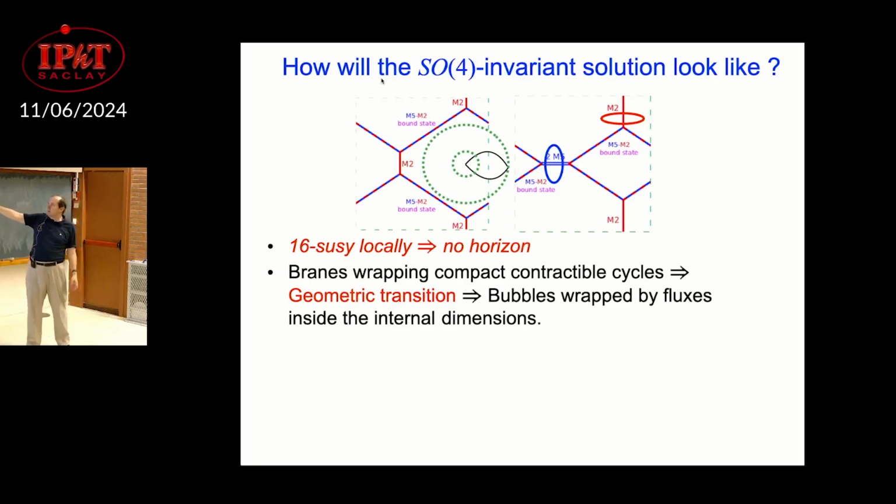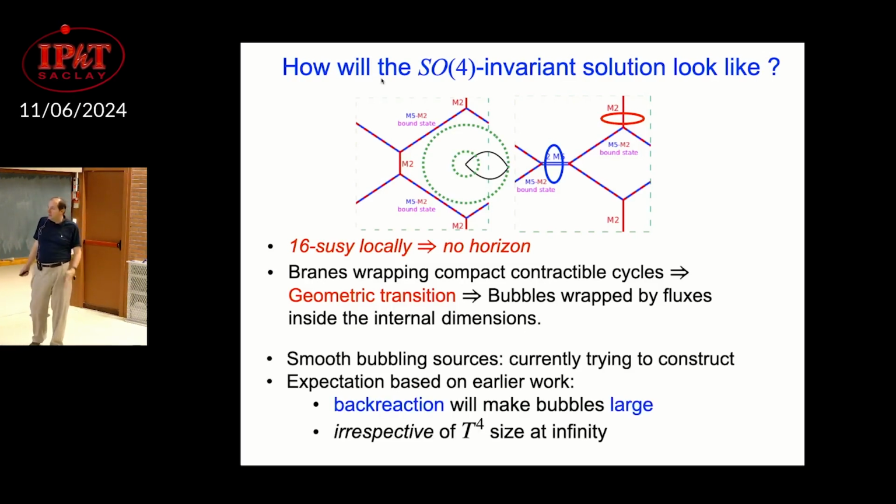And moreover, you have some other bubble, because when you have a contractible cycle, and you back react the branes, there'll be a bubbling transition and you'll get some other geometries. It's a bit like in the LLM solution. It will be more complicated than LLM, but the way you go from giant gravitons to LLM solutions, it will be the same. It will be the same thing. And again, the question is, how is it going to look?